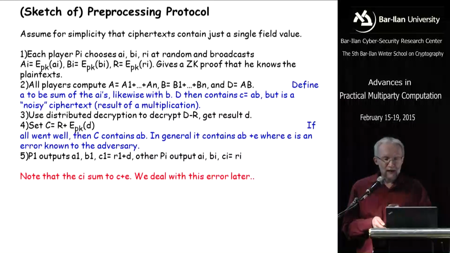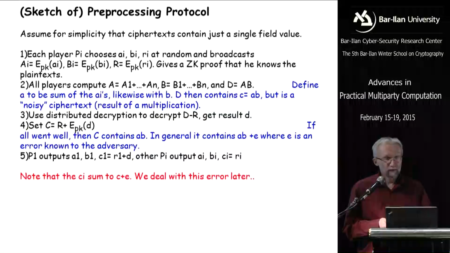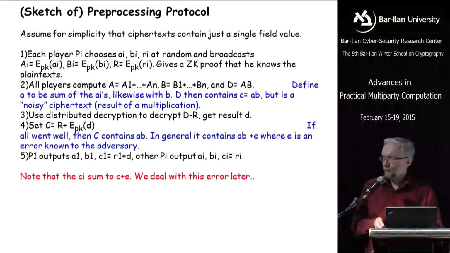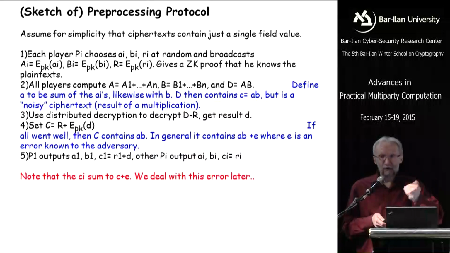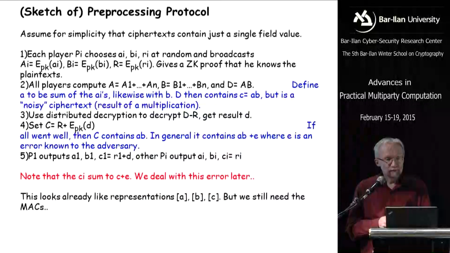If the adversary introduced an error in this decryption we did, the CIs will not sum to C, but to C plus some error that the adversary chose. Okay, this is, of course, a problem. We want to make correct multiplication triples, so we're going to have to deal with this error later on. But so far, at least, we have well-defined shares, which are well-defined because there are ciphertexts out there that define them.